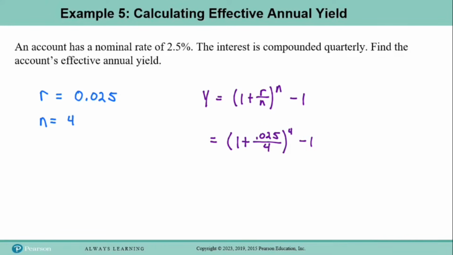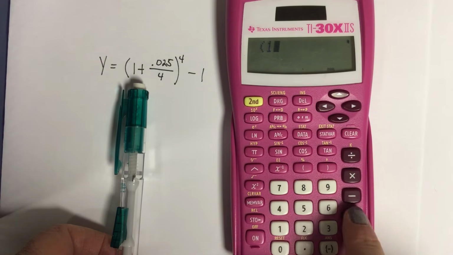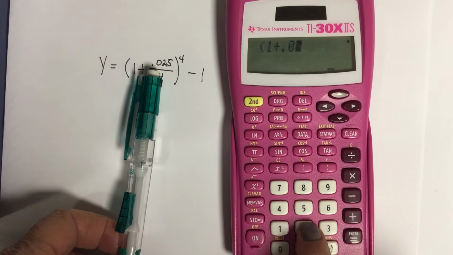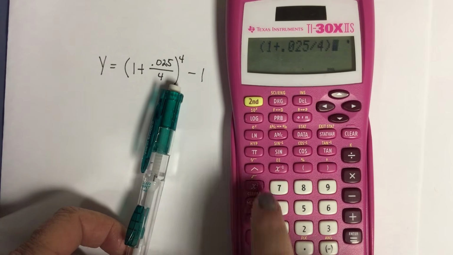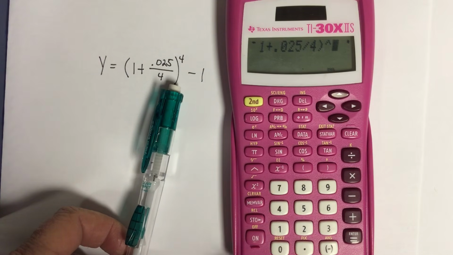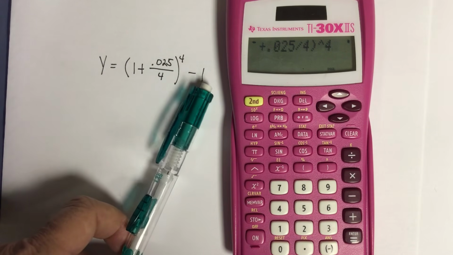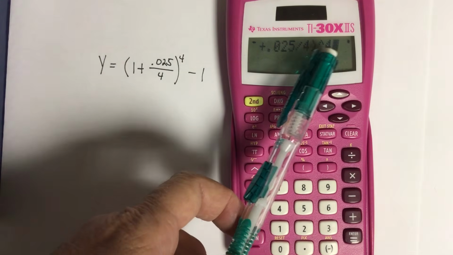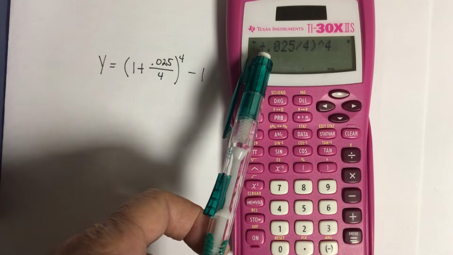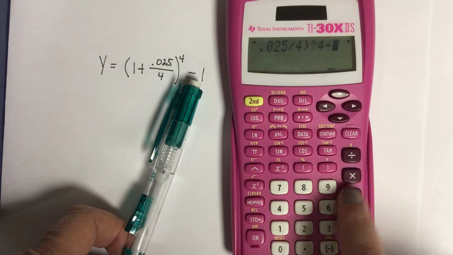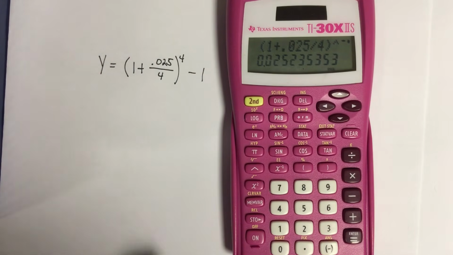Let's take a look at that on the calculator. So we'll start with our open parentheses, 1 plus 0.025 divided by 4, close parentheses, exponent is 4, so power button 4, and then if the next thing I enter is minus 1, the calculator will know that the exponent is just 4 and that it's supposed to do that whole calculation first and then subtract 1 from the result. So there is our Y.